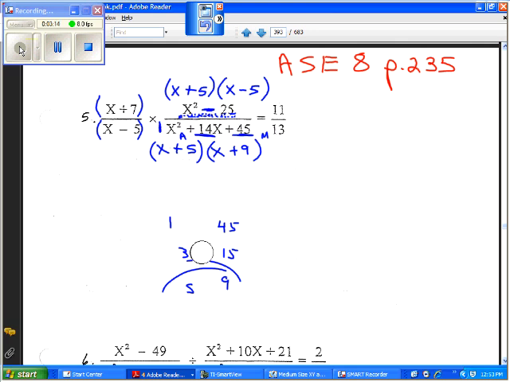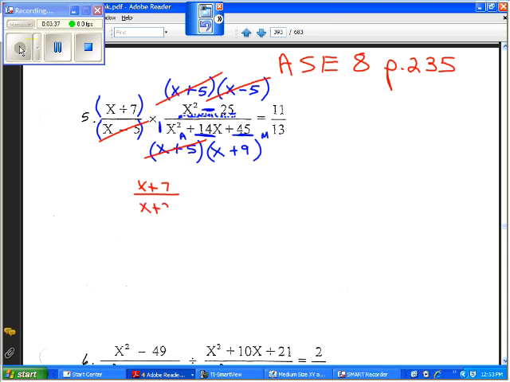And so we have rewritten it as the product of its factors. So now everything's being multiplied. So we can take cancellation opportunities from top to bottom with things that are being multiplied. So the x plus 5s cancel. Here the x minus 5s cancel. What we have left is an x plus 7 on top and an x plus 9 on bottom is equal to 11 over 13.